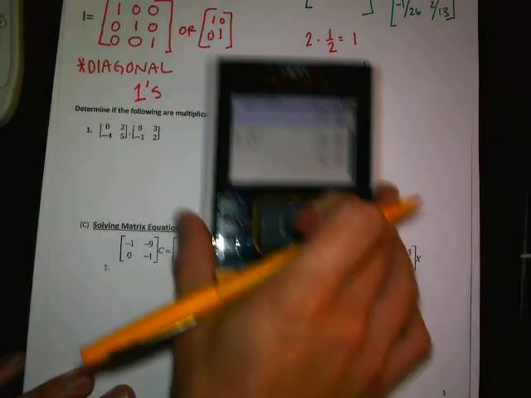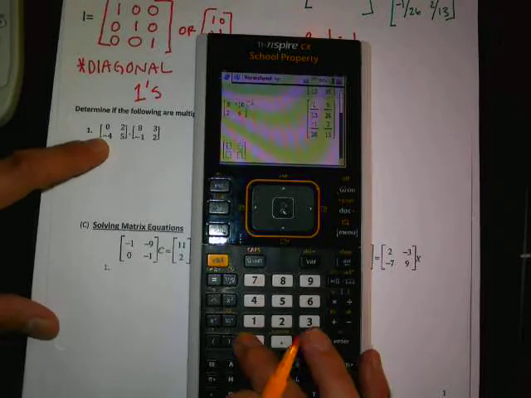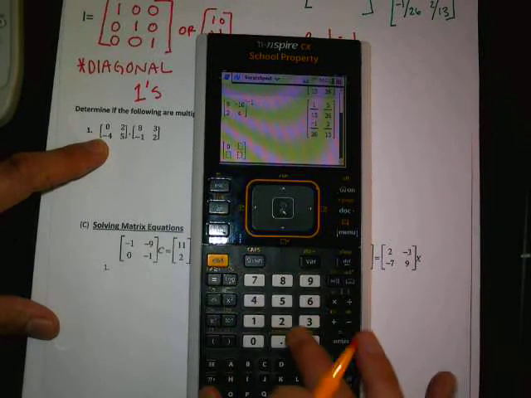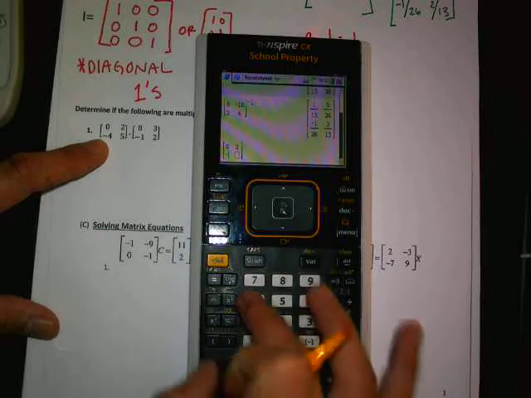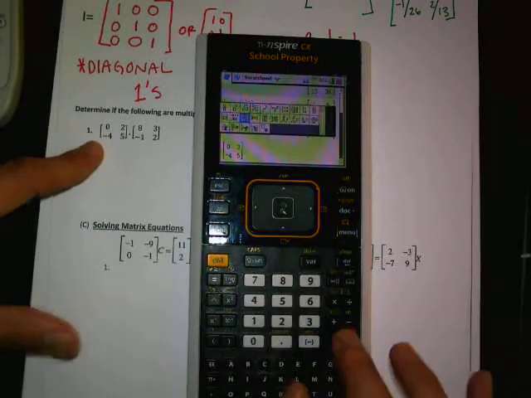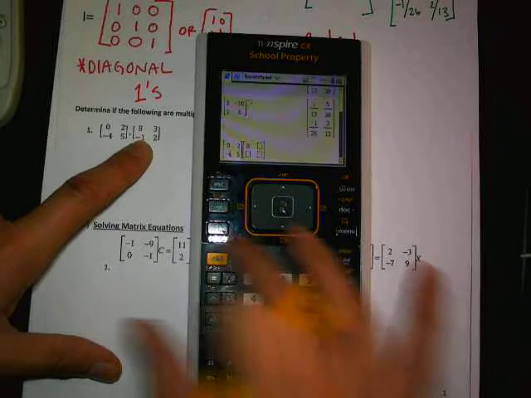All right, so we're going to check it in the calculator. I'm going to type this one in, and I'm going to multiply it by this one.